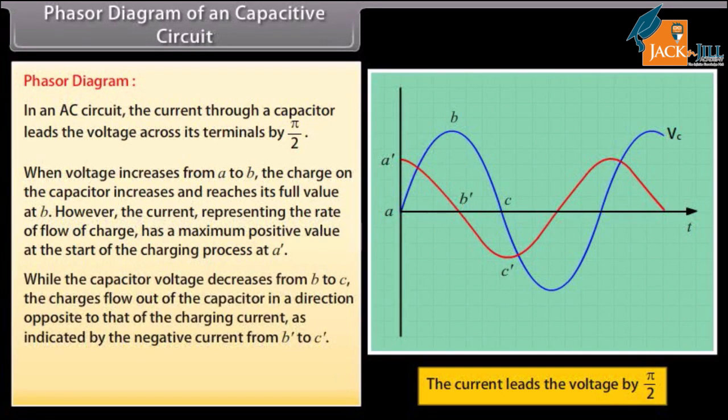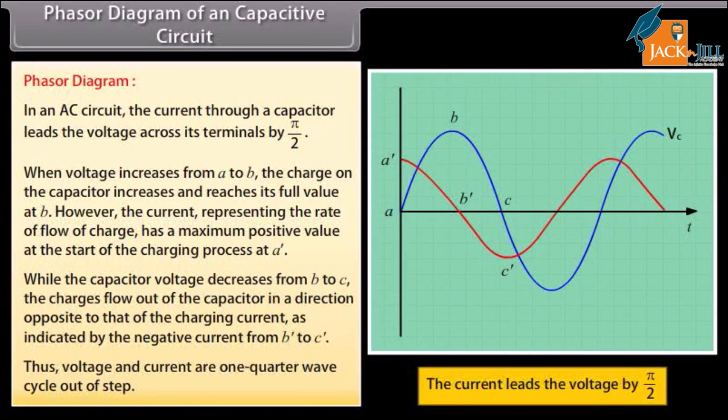While the capacitor voltage decreases from B to C, the charges flow out of the capacitor in a direction opposite to that of the charging current, as indicated by the negative current from B dash to C dash. Thus, voltage and current are 1/4 wave cycle out of step.